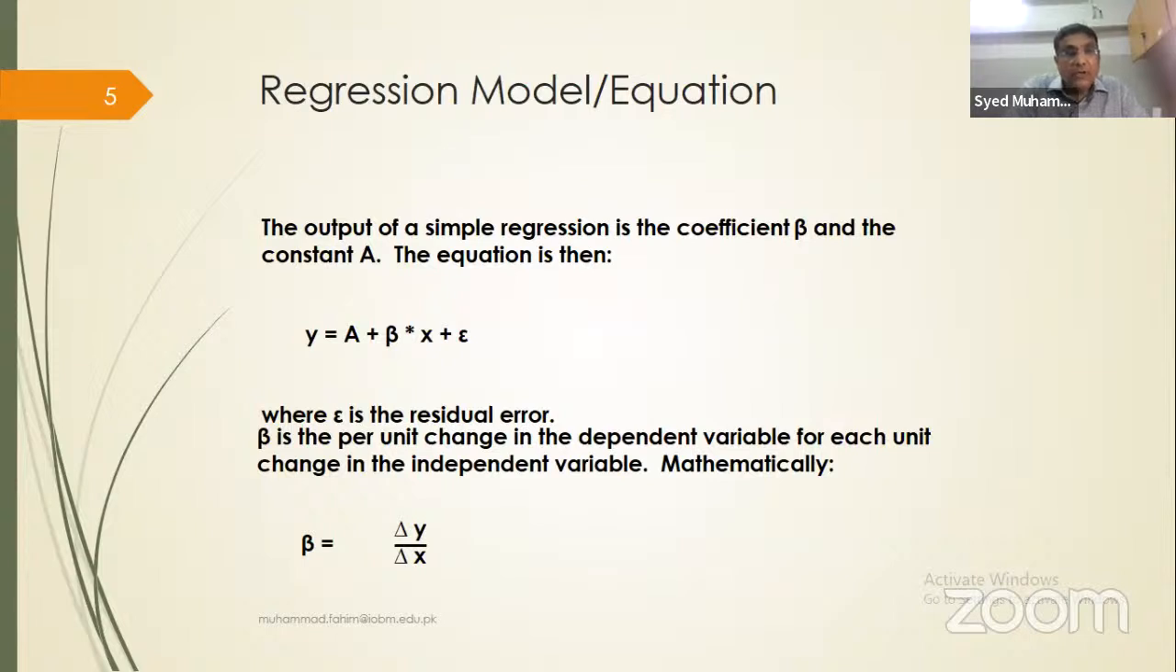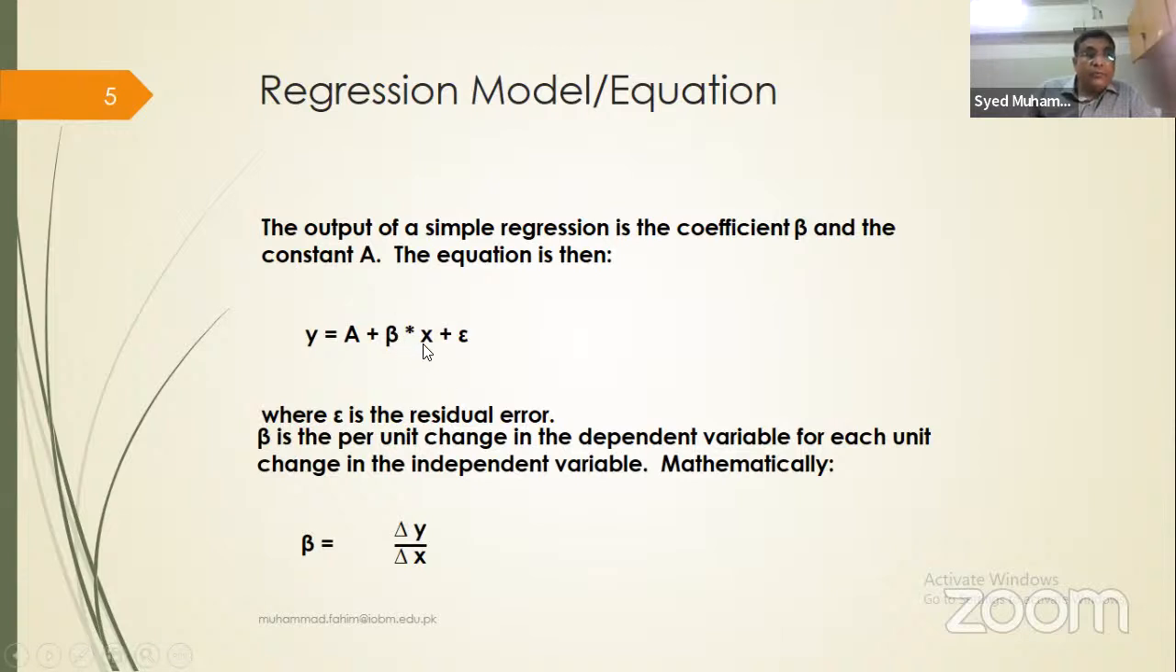All right, I hope we can see on the screen a basic regression equation. This basic regression equation says that y is the dependent variable, a is the constant, b is the slope, x is the independent variable, and finally, at the end, there is the error term. This equation has just one dependent variable and one independent variable. The dependent variable is y and the independent variable is x.